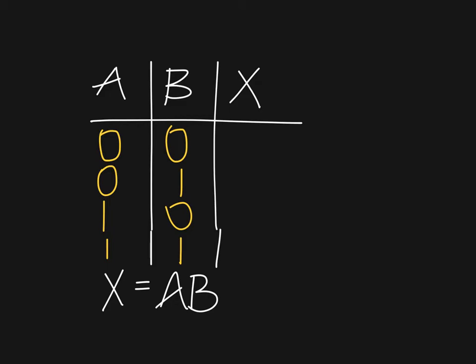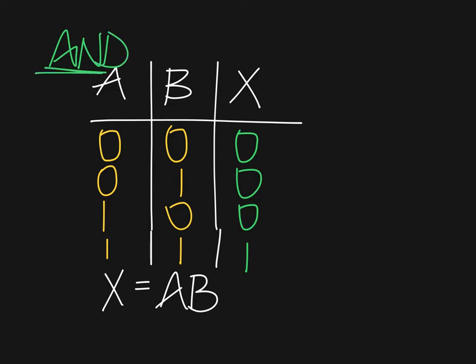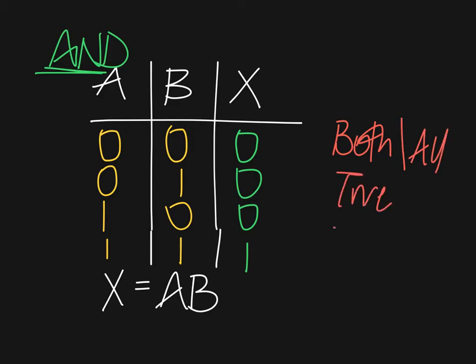So let's have a different color. 0 times 0 multiplied together gives you 0. 0 times 1 gives you 0. 1 times 0 gives you 0. 1 times 1 gives you 1. That, both mathematically and logically, explains or defines the AND gate. So with an AND gate, you should understand, both or all values have to be true for the output to be true.